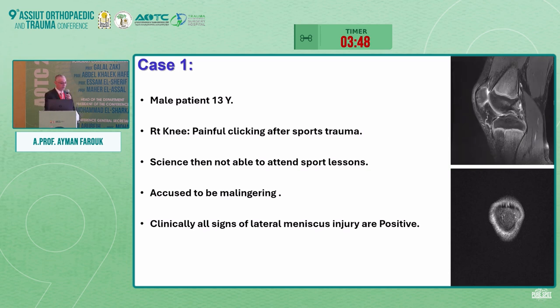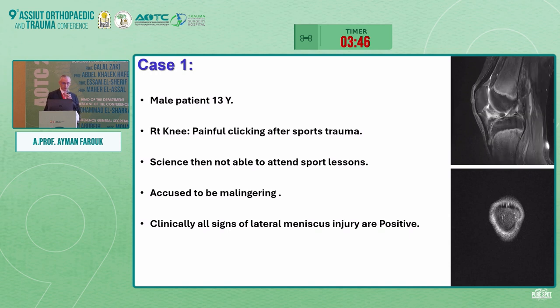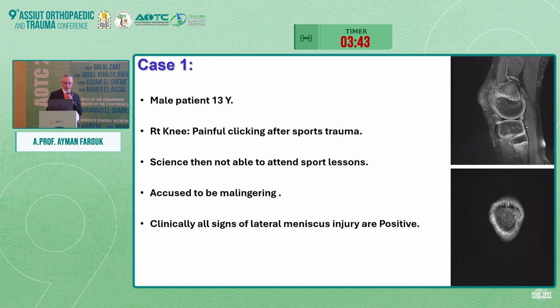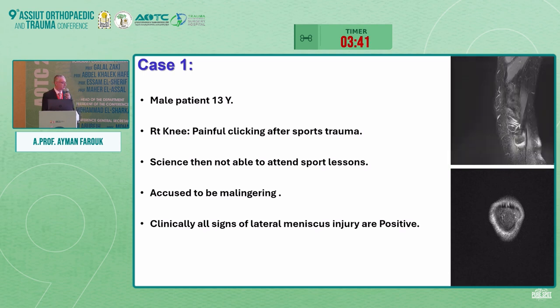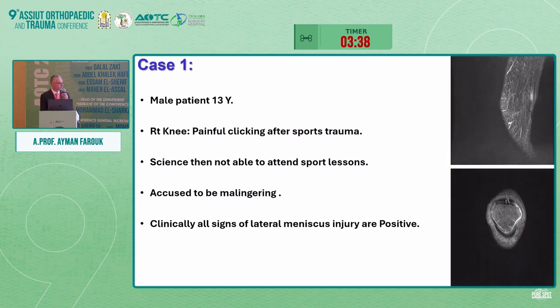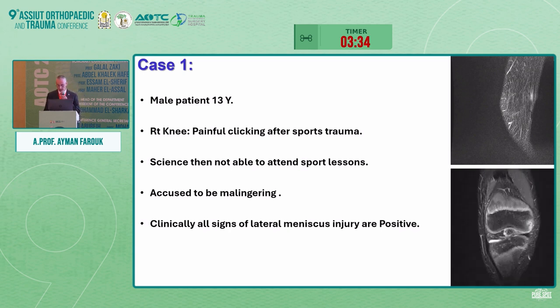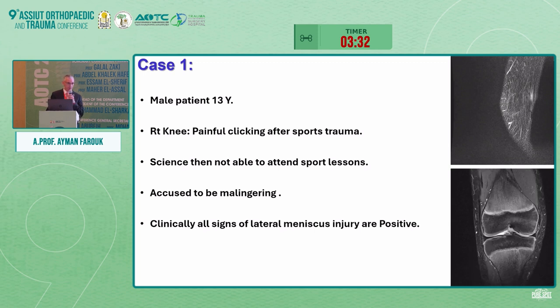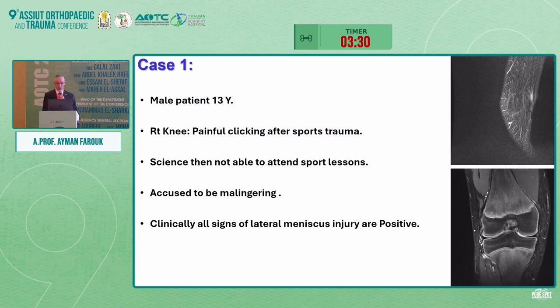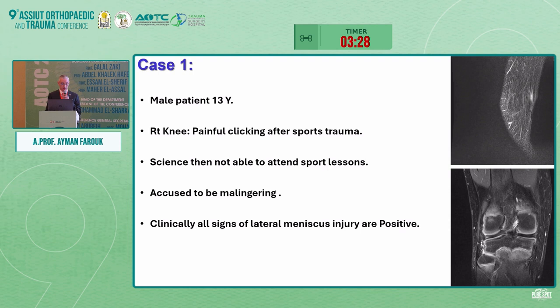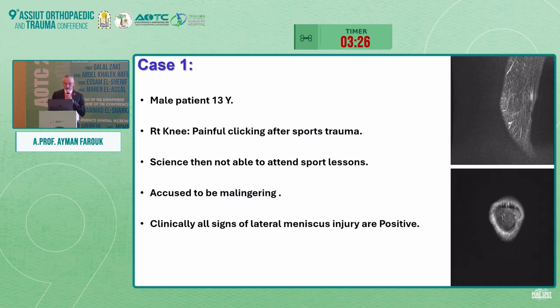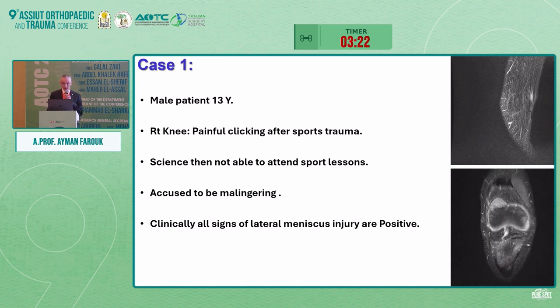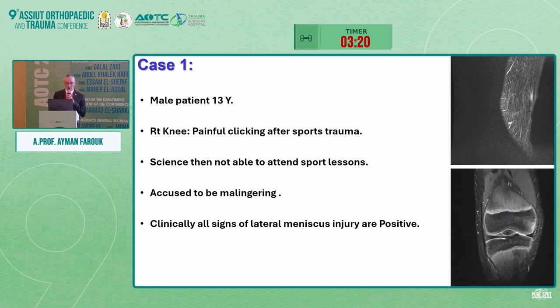He suffered a sport trauma during a sports lesson in school, and since then, one year ago, he was not able to attend the sports lessons and went to several doctors. They said that he's normal, and he was accused by his teachers of malingering because he was not willing to attend the sports lessons. I saw the MRI.